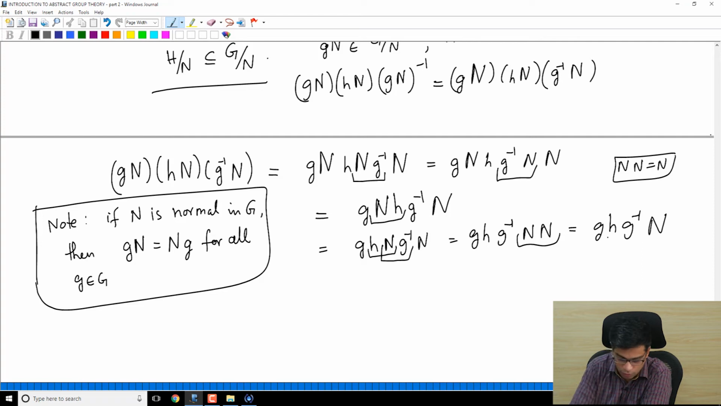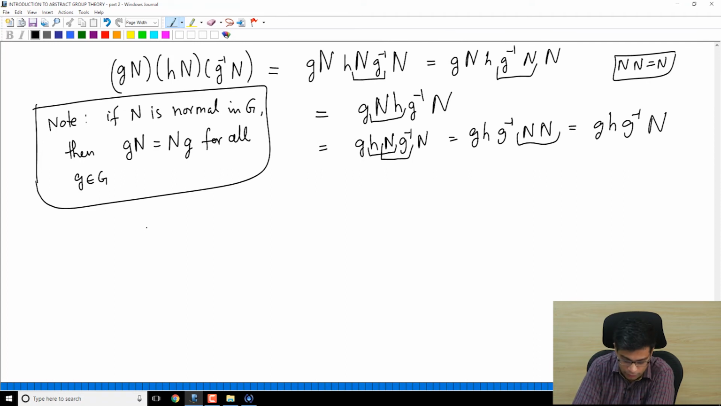So let's now take stock. Where are we? Gn Hn G inverse n is equal to GH G inverse n. Now I am going to use the normality of H in G.